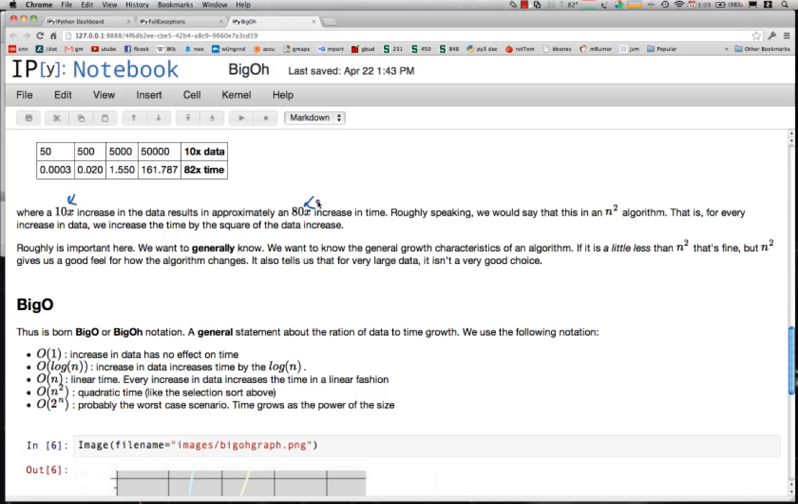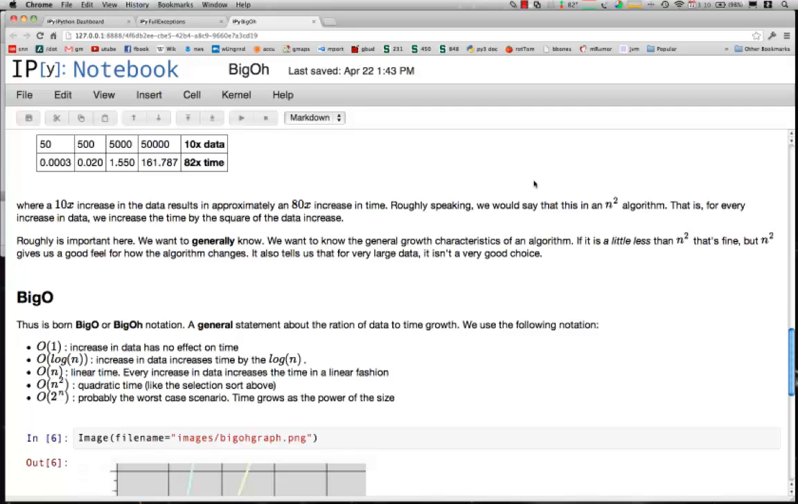And I would say that as a ratio, at a roughly speaking approximation, this was an n-squared algorithm. That is, for every 10 times increase, it roughly goes up by 100 times in time, right? 10 squared. I say roughly because we know that's not exactly right. It's a little better, but that's a pretty good indication of how things are going to change as the size of the data grows. Roughly a factor of squaring the number of elements that we put in.